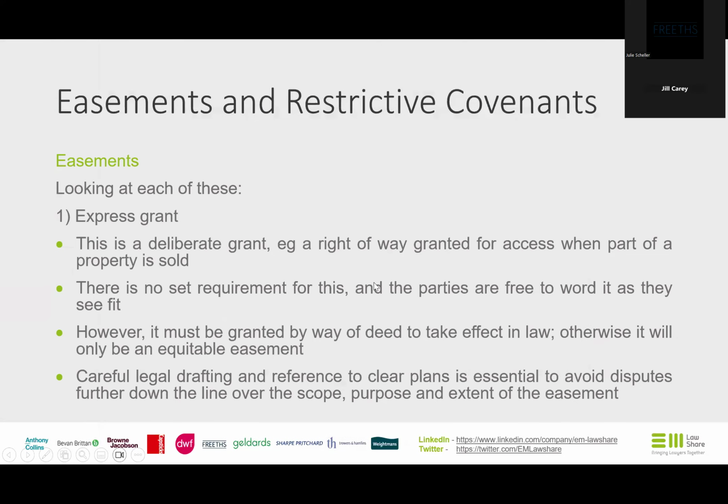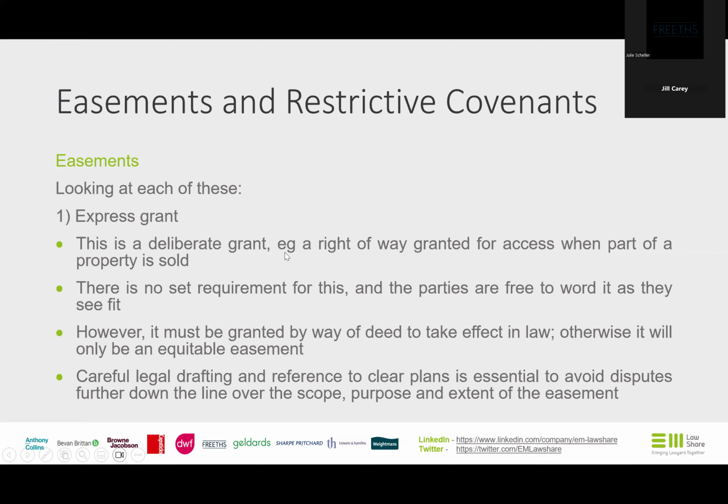With an express grant, this will be done deliberately. So a right of way granted for access when part of a property is sold is perhaps the most common example that we see. There is no set legal criteria, and the parties can word it however they can agree it. But if it is not granted by way of deed, it will not take effect in law. Again, it will only be equitable, and that leaves you with the problem that I mentioned earlier if it's not been created as it should have been.